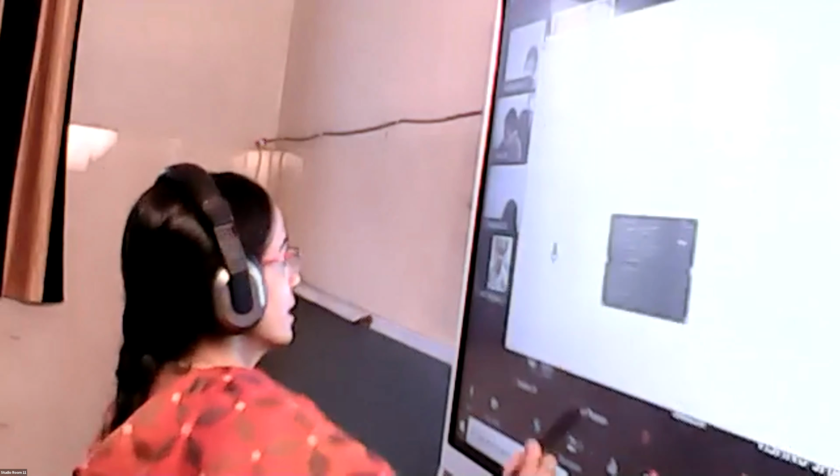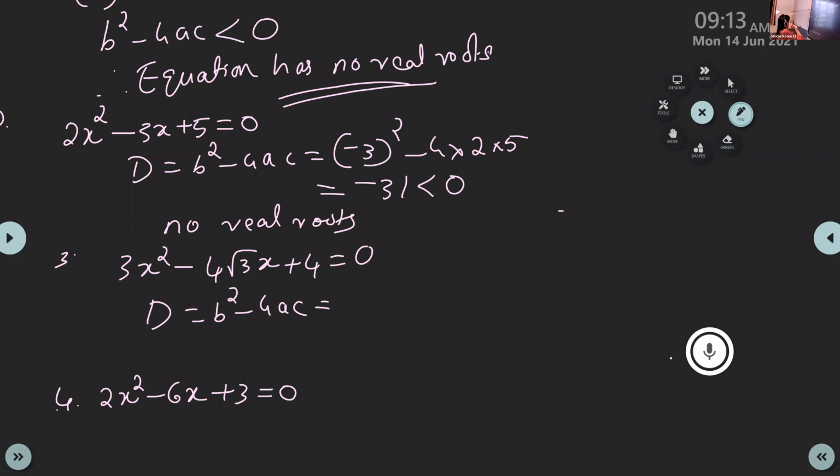Okay, second one, D equals b square minus 4ac. b is minus 4 root 3, so it's squared: minus 4 root 3 whole square minus 4 into a, 3, c, 4. This is equal to, minus becomes positive while squaring, 16 into 3. 4 square is 16, 16 into 3 is 48. 48 minus 48 equals 0.